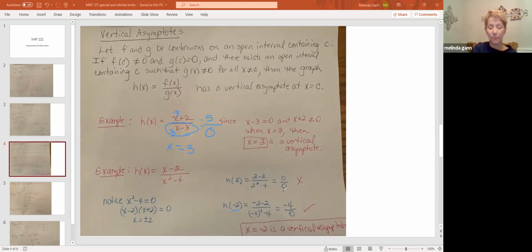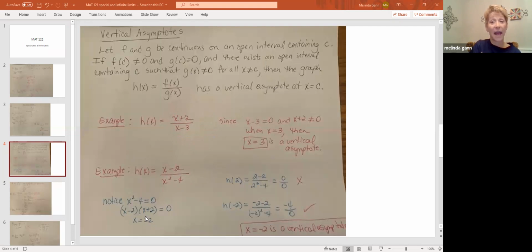So it cannot make both of them 0. It's got to make the bottom one 0 and the top one not 0. If that happens, then x equals the number that you plugged in is a vertical asymptote for that graph. And so one thing you have to be able to do on your homework, they're going to give you some equations and ask you to find the vertical asymptotes. So notice what you do. You find all the numbers that make the denominator, the bottom, equal to 0.